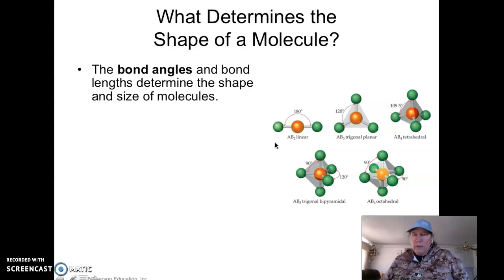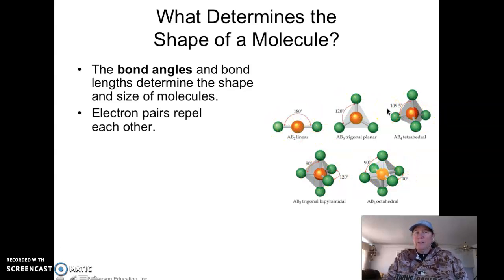Okay, so here we have linear, we have trigonal planar, and these are giving you the angles between them. This is called tetrahedral. Tetrahedral is where you have one in the middle and four bonded to it, like CH4, methane. And then here's bipyramidal and octahedral. We're not going to really deal with these two. We're just going to stick with the common ones.